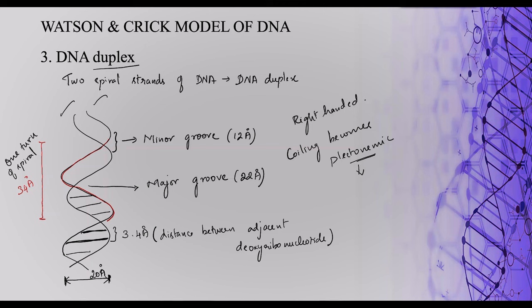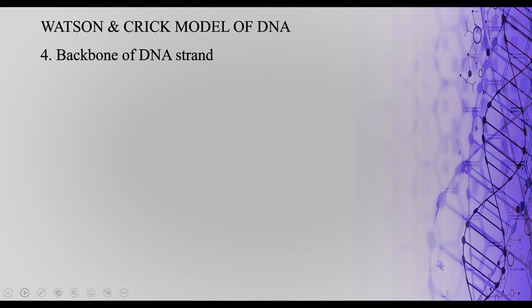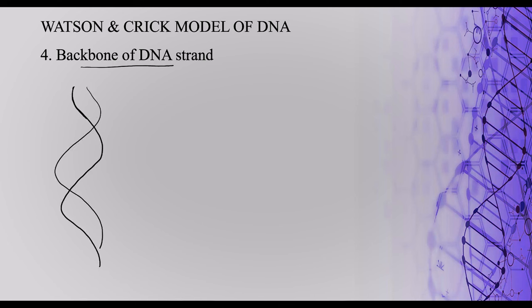As it is right-handed spirally coiled, the type of DNA is B form. Coming to the next important feature of the Watson and Crick model, the backbone of the DNA strand. What is the backbone? This strand is the backbone. We know this strand is made up of sugar and phosphate group. So if they ask what the backbone of the DNA is, it is deoxyribose sugar and phosphate group, or phosphoric acid. Deoxyribose sugar and the phosphate group will always be at right angle to the base pairs.